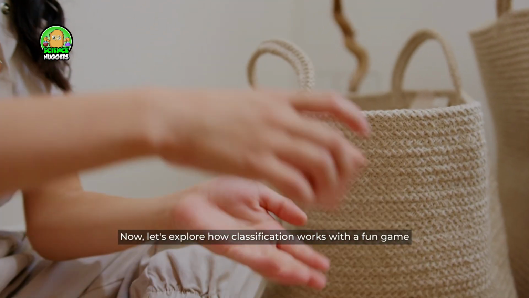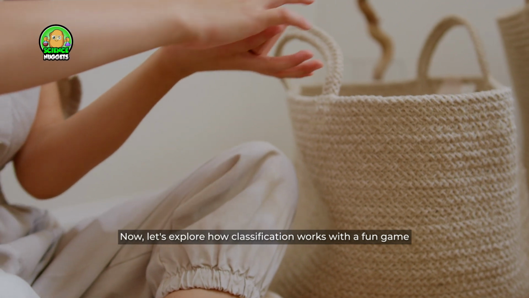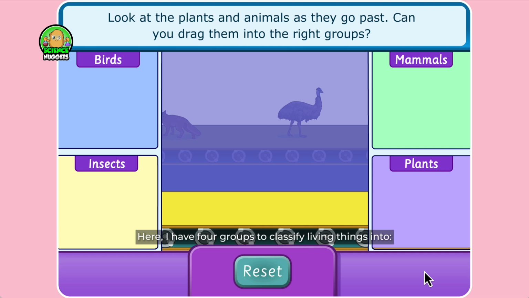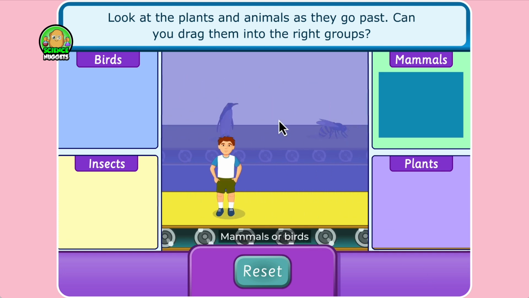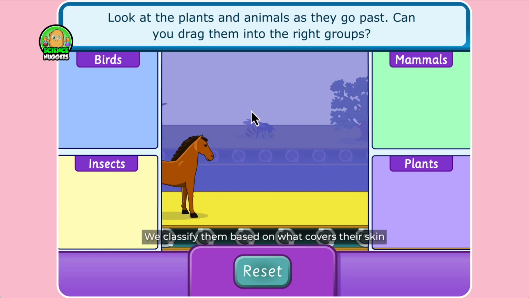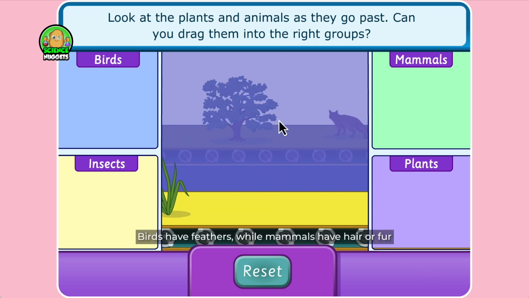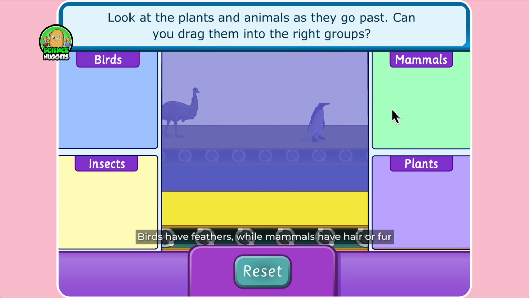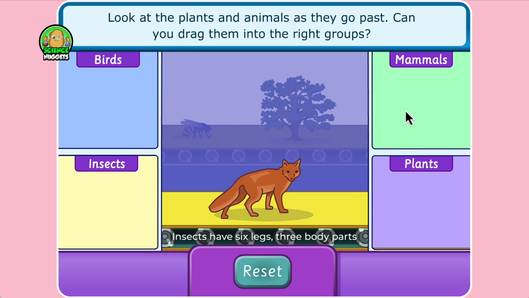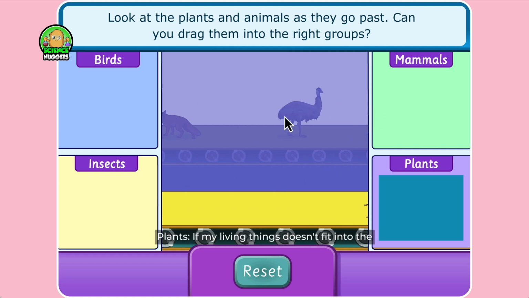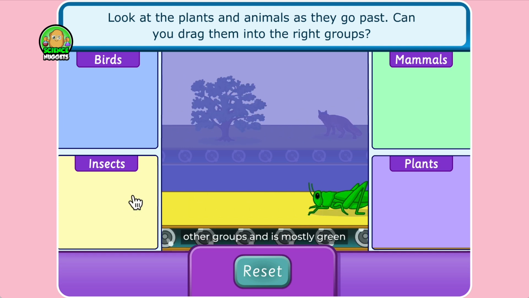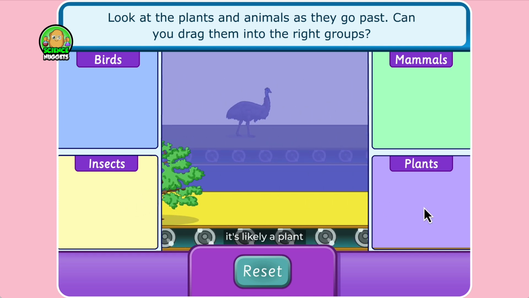Now let's explore how classification works with a fun game. Here I have 4 groups to classify living things into. Mammals or birds. We classify them based on what covers their skin. Birds have feathers while mammals have hair or fur. Insects have 6 legs, 3 body parts, and a pair of feelers. Plants. If my living thing doesn't fit into the other groups and is mostly green, it's likely a plant.